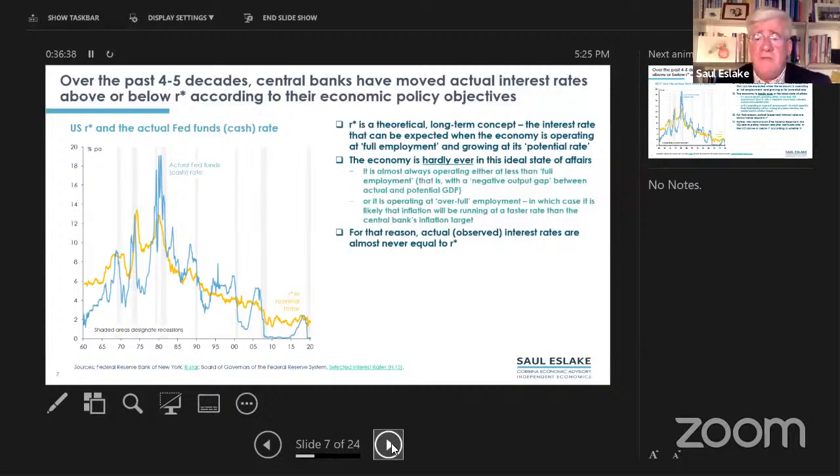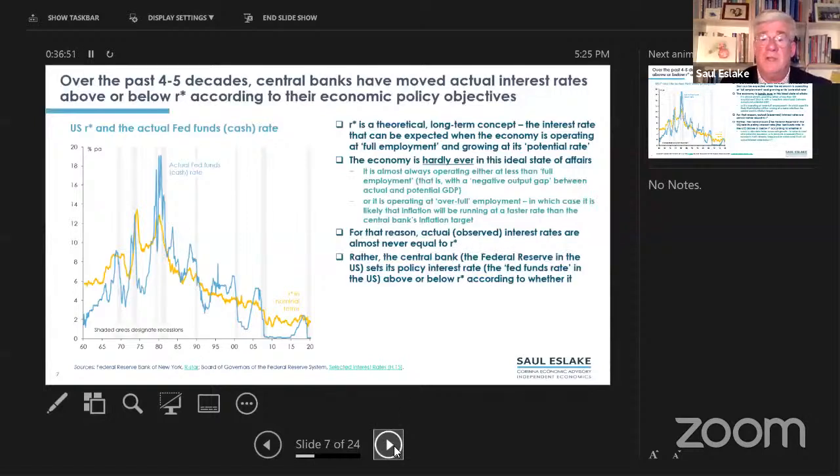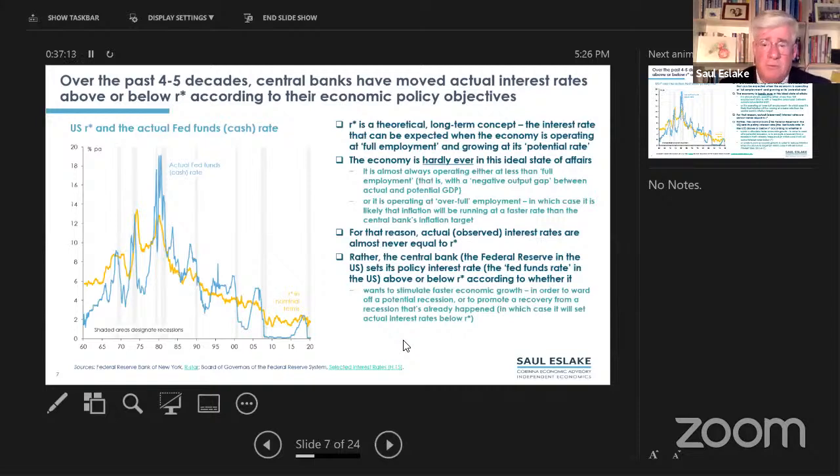For that reason, it's almost never the case that the actual or observed interest rate in an economy is equal to R star, the rate that would be consistent with steady growth at the potential growth rate with the economy operating at full employment. And in fact, the central bank intentionally moves its policy interest rate around. In the US, that's called the federal funds rate. Here in Australia, we call it the cash rate, as everyone will know. They are continually moving it above or below what they think the natural rate of interest might be, according to whether they want to stimulate faster economic growth in order to ward off a potential recession or promote a recovery from a recession if it's already happened. In those cases, they'll set interest rates below the natural rate.